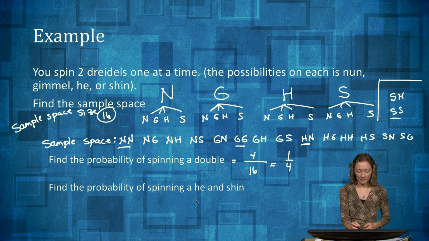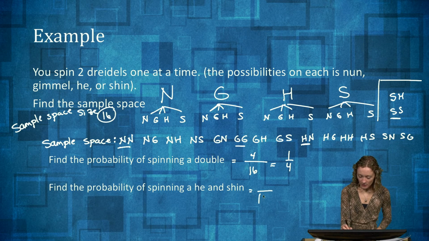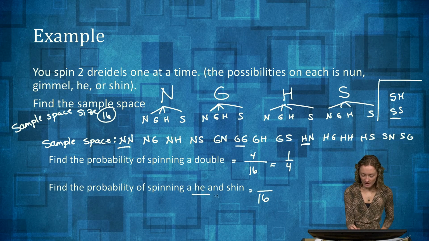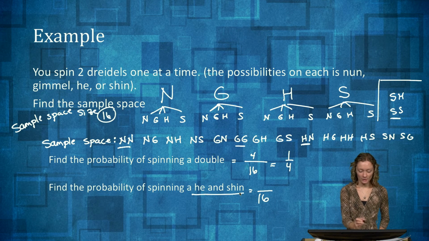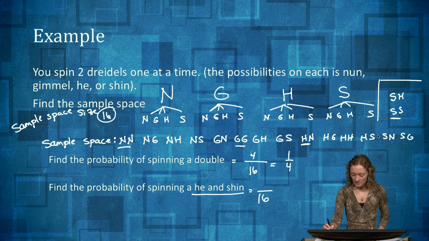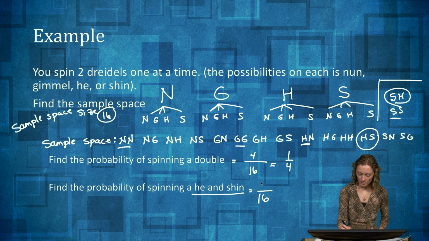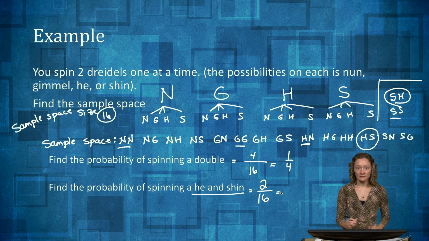Okay, find the probability of spinning a hey and shin. Again, there are 16 ways that these 2 spins can occur. How many meet the criteria of being hey and shin? I'll circle these. We have hey, shin, if hey was first, shin was second, and shin first, hey second. So 2 out of 16. Simplify. 1 out of 8.